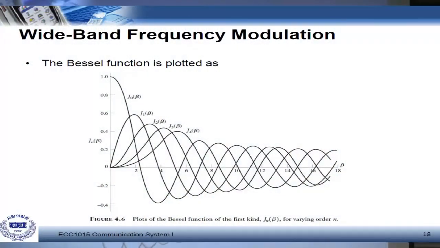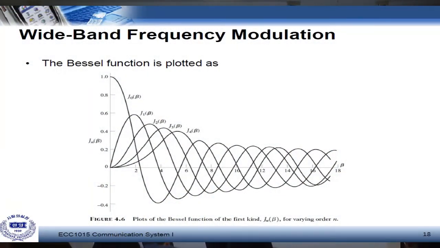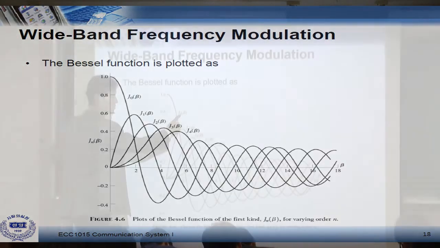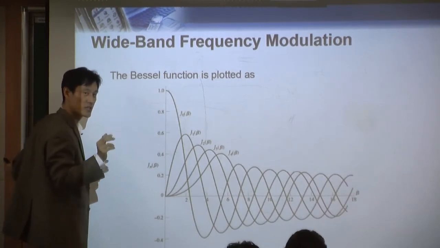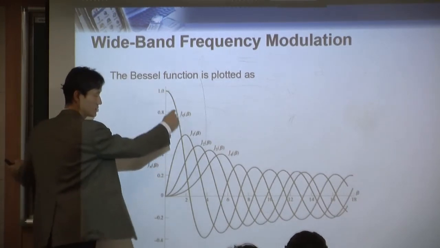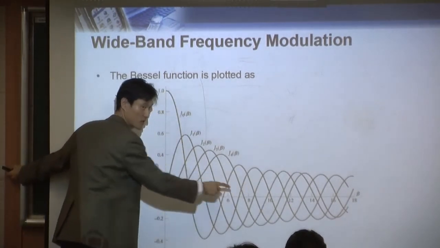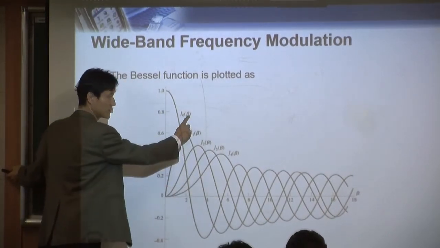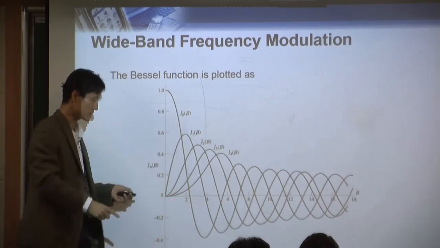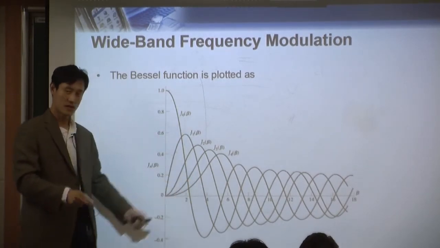First of all, we want to look at the Bessel function. This is the Bessel function. It looks complex, but it's not actually. The subscript here is n. If n equals 0, then this is the function. If n equals 1, then this is the Bessel function. Now inside, the beta is your x-axis. So let's take an example.